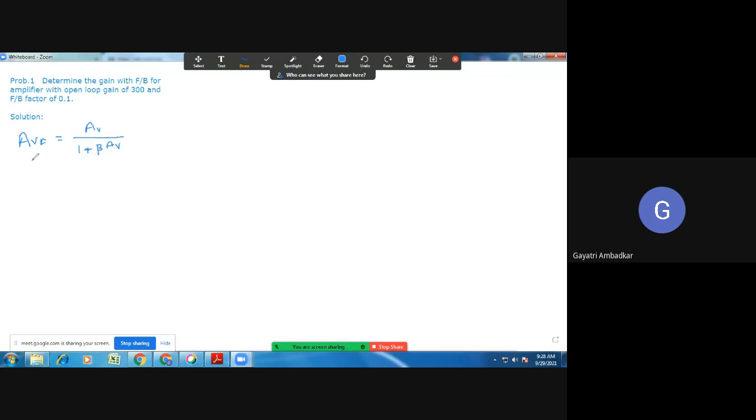So the gain of negative feedback amplifier AVF is equal to A upon 1 plus A beta, where A is the open loop gain. Because we are finding voltage gain, I am writing the suffix V here. So AVF, voltage gain with feedback, is equal to AV upon 1 plus A beta. What is AV given?